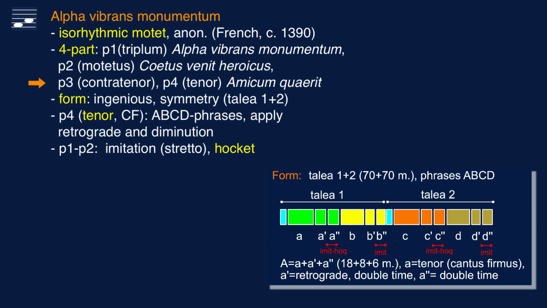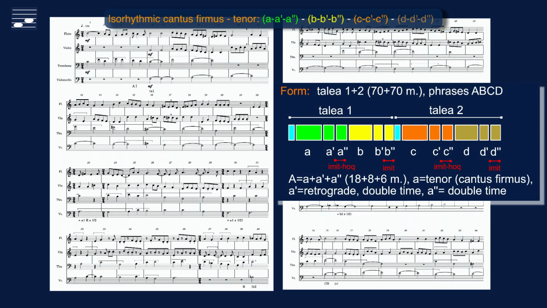Part 3 is the contratenor, and then there are the 2 top parts that are full of shorter duration counterpoint and contain imitation and Hocket phrases. Here's my transcription for flute, violin, trombone and cello, and I've marked the tenor melody for each of the 4 phrases. I left out the lyrics.